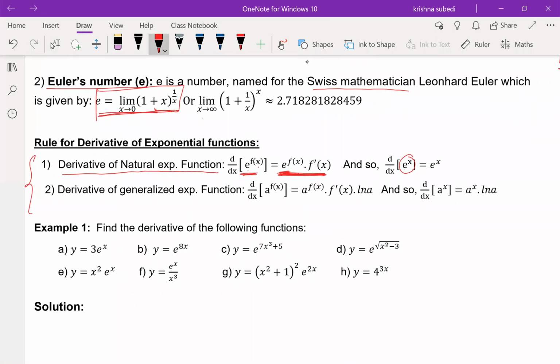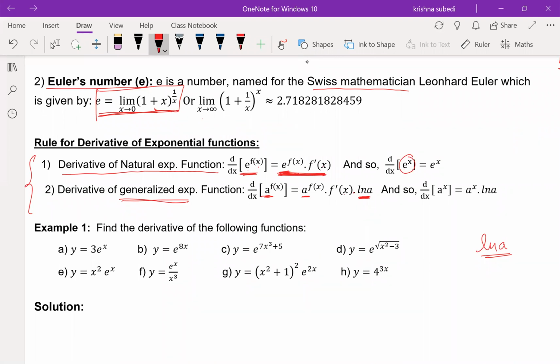And the derivative of a generalized exponential function, when the base is not e but something else, we call it a generalized exponential function. The idea is the same. You just copy the same thing as it is, and then you multiply by the derivative of the exponent. But in this case, you will write one extra factor, that is the natural logarithm. So ln is actually the natural logarithm of a. We'll talk about logarithms in detail later in our next class in part 2 of this section. But today, just remember that this is the natural logarithm of a, which comes in the formula.